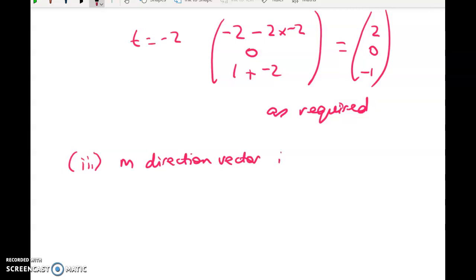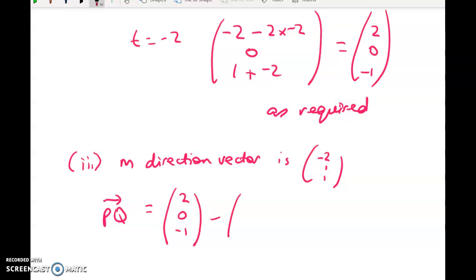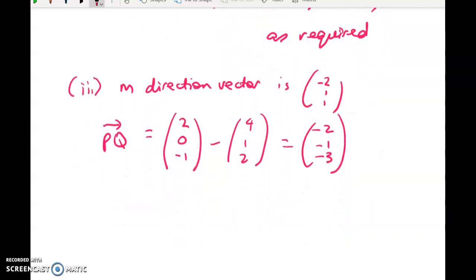Direction vector of line M is (-2, 1, 1). And for PQ, now that we've got the position vector of Q figured out, (2, 0, -1) minus (4, 1, 2) is equal to (-2, -1, -3). Right, so that's my PQ direction vector and my line M direction vector.